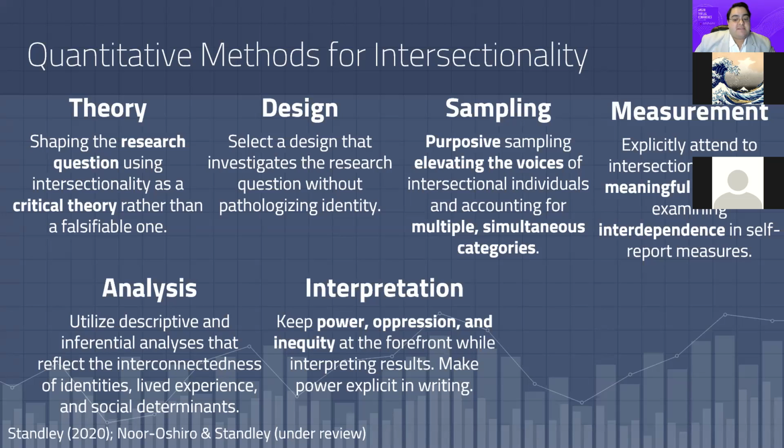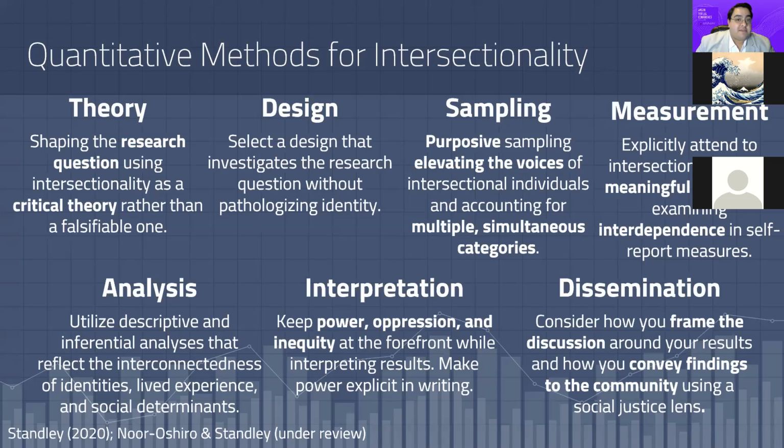And finally, in dissemination, you want to consider how you're framing the discussion around your results and how you convey findings to the community using a social justice lens. So some questions here. In what ways do the findings reflect co-constructed meaning by engaging stakeholders in the population of interest in interpreting and disseminating those results?